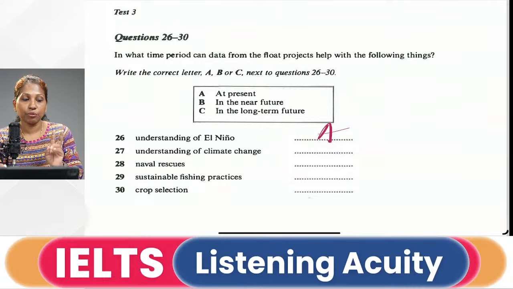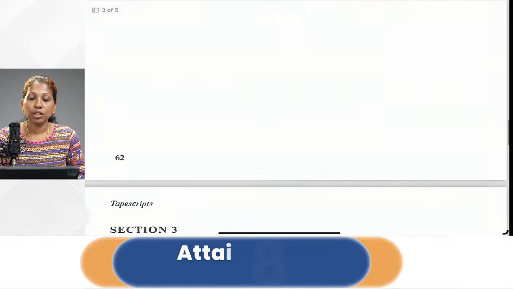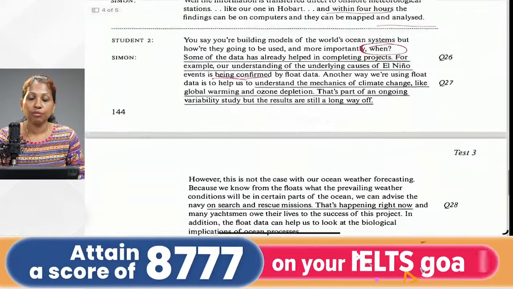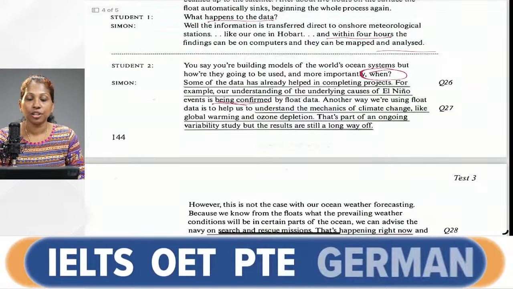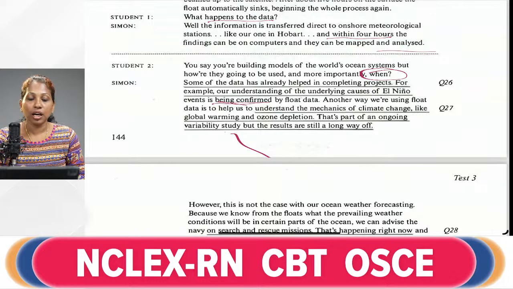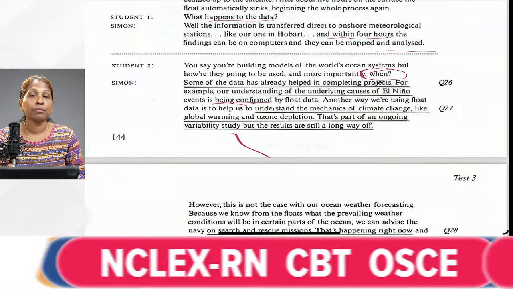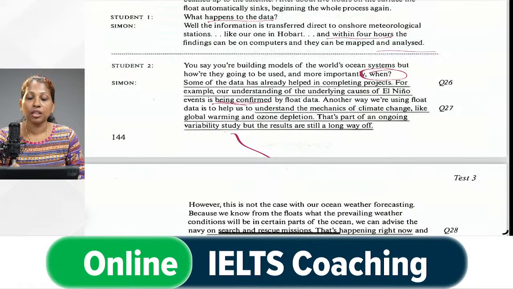Okay, second one, understanding of climate change. How does this data from the float help, or how much time does it take for understanding climate change? Simon: Another way we are using float data is to help us understand the mechanics of climate change, like global warming and ozone depletion.